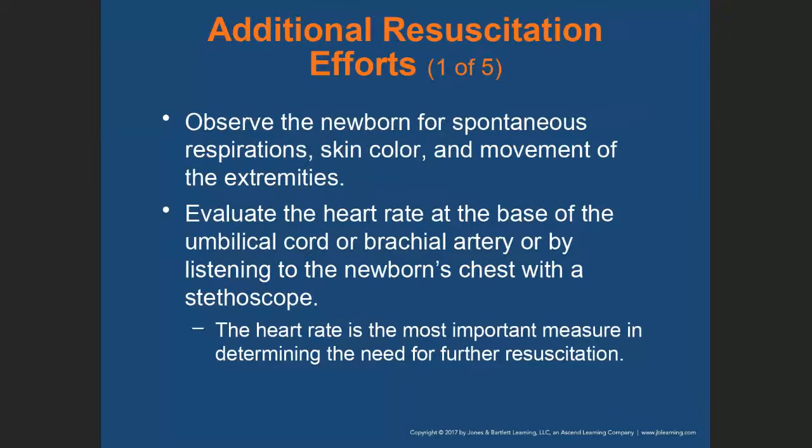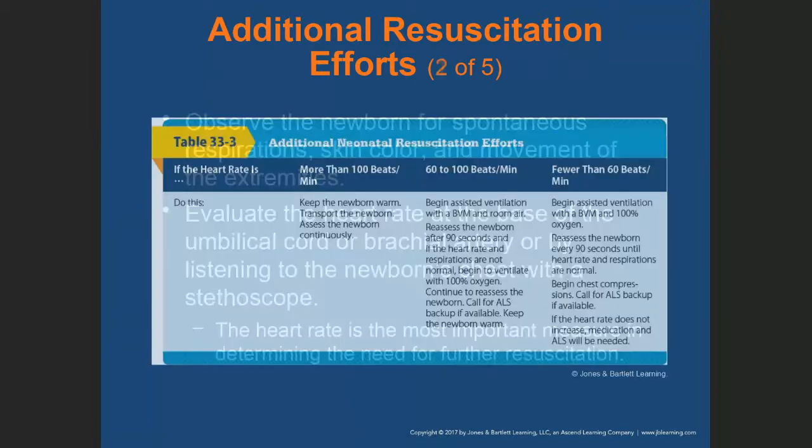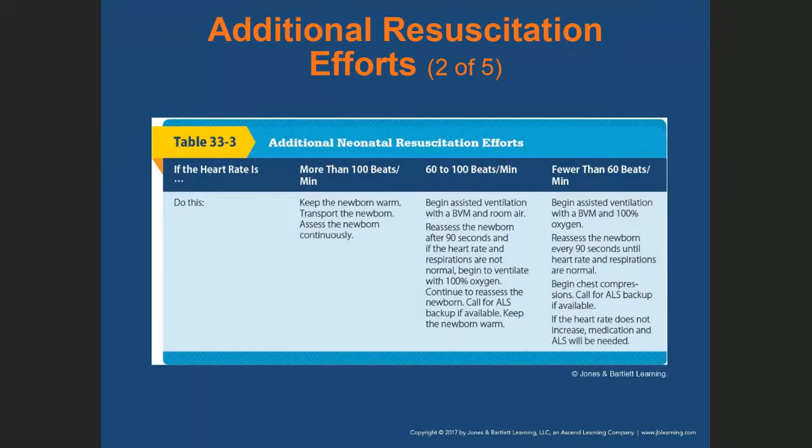Observe the newborn for spontaneous respiration, skin color, and movement of the extremities. Evaluate the heart rate at the base of the umbilical cord or brachial artery, or by listening to the newborn's chest with a stethoscope. Ensure that you warm up your stethoscope before putting it on the newborn. The heart rate is the most important measure in determining the need for resuscitation. Pay close attention to the heart rate.